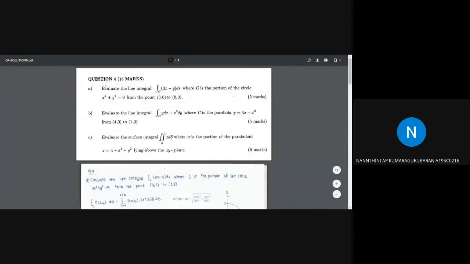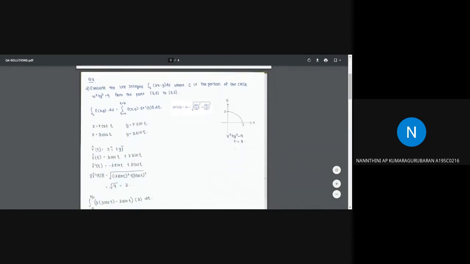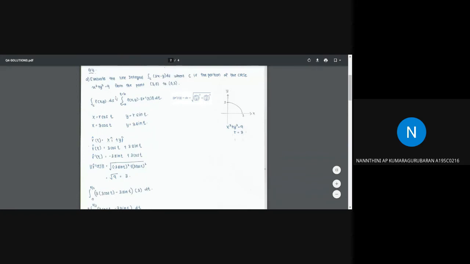Okay, now let's see question number 4. The first question: evaluate the line integration along C of 3x minus y ds, where C is the portion of the circle x squared plus y squared equals 9 from the point (3, 0) to (0, 3). So let's see the solution. First, we have to draw the graph with the points (3, 0) and (0, 3).